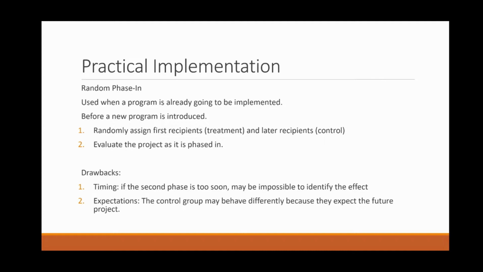Okay, so they have a program. They already have plans to implement it. Okay, and right before they implement it, they contact you and they say, "Well, we want to do an impact evaluation of this program." Now, if you're able to communicate with them before they begin rolling out their program, you can use a random phase-in design.